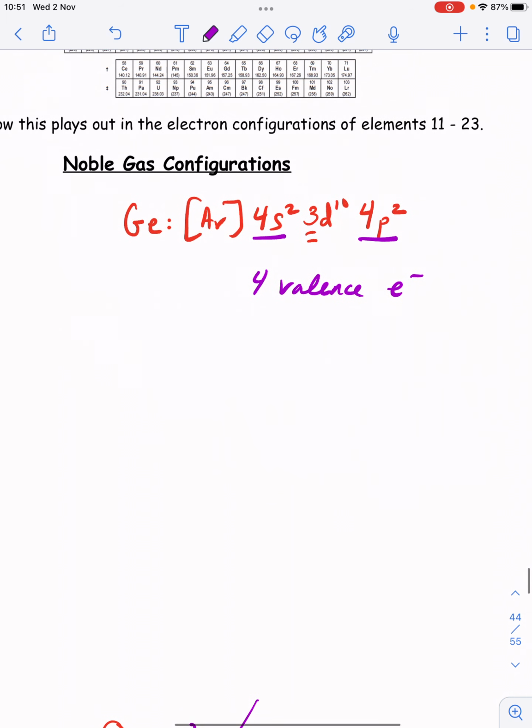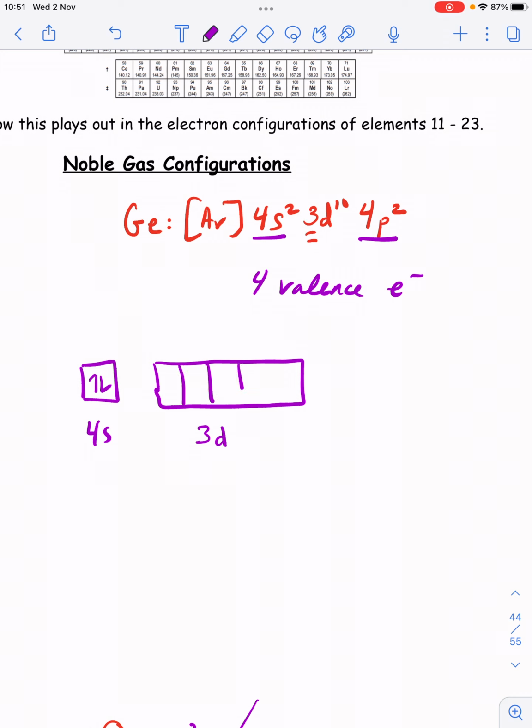If I was going to draw an orbital diagram for germanium, then I would do 1 box for the 4s, and that box is full because it's 4s2. I would draw 5 identical boxes for the 3d, and those are all full, 3d10. And then I would draw 3 boxes for the 4p, and there's only 2 electrons there, so following Hund's rule, I always put 1 in each box before I pair them up, and I draw them with the same spin, so they're all pointing up. So this is the orbital diagram for germanium.